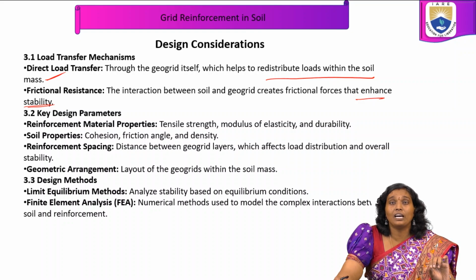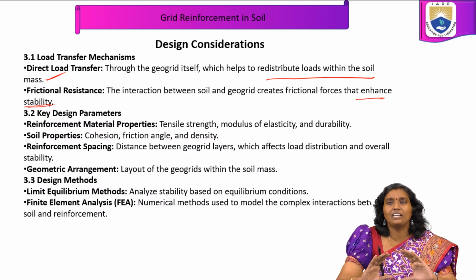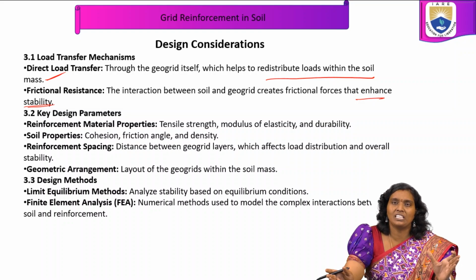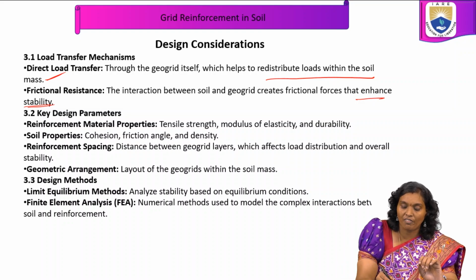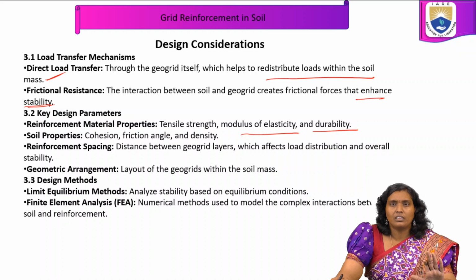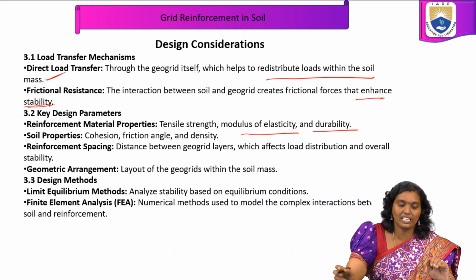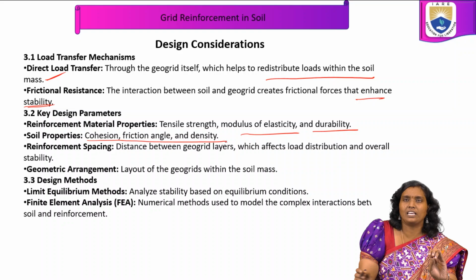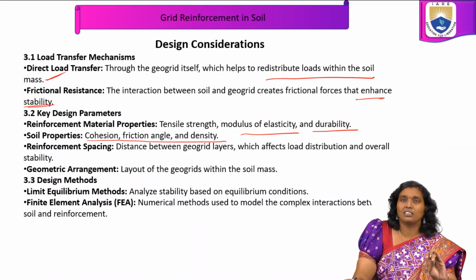So these are some of the key design parameters which we are going to consider for the design of grid reinforcement. In the reinforcement material properties, we are considering different types of materials and choosing them as per the desired requirement. Tensile strength, modulus of elasticity and durability are the important properties which we are going to consider.